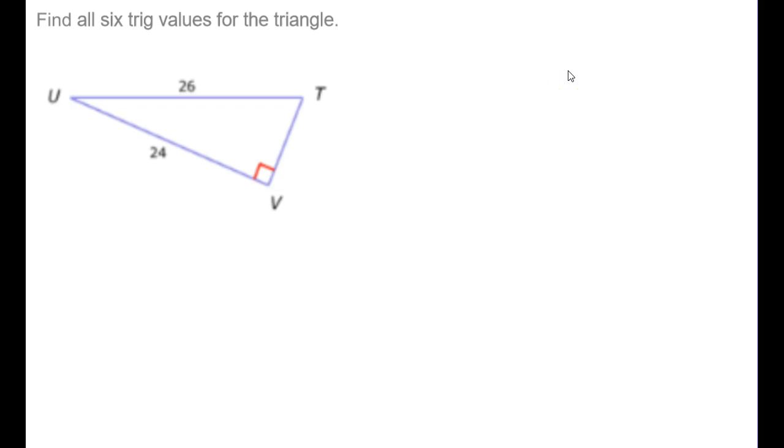In example 1, we want to find all 6 trig values for the given right triangle. We're provided with some information. We know what the hypotenuse is, and we know one of the legs of the triangle. So first, we have to be able to find this other leg using the Pythagorean theorem: a squared plus b squared is equal to c squared. Right now, I'm just going to say that this is length a. That's what we need to find.